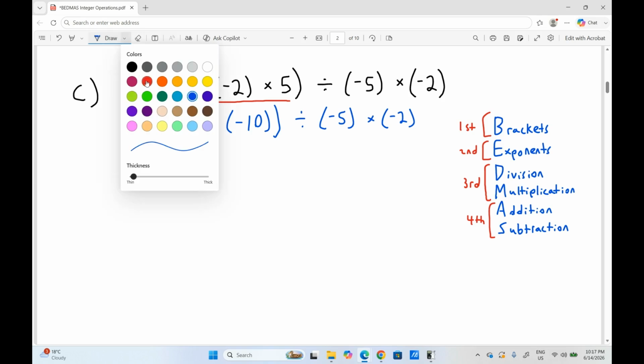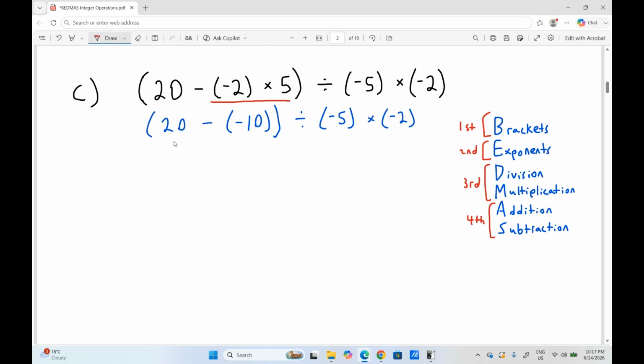Now, according to order of operations, I still have to solve what's in my brackets first. So this is what's remaining in my brackets here, 20 minus -10. So according to keep, change, I keep the first number the same, change the sign to a positive, change this -10 to its opposite, so now it's +10. I would get an answer of 30. Now I write down what I still haven't used yet. So 30 divided by -5 times -2.